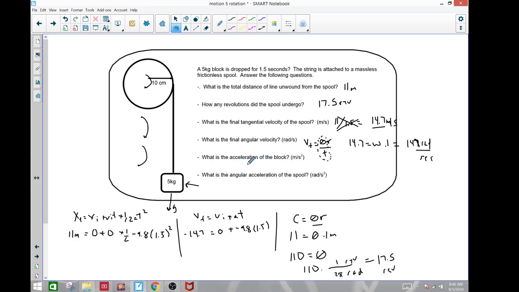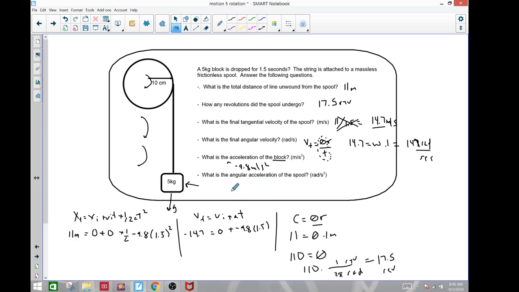So I should probably preface this. What's the acceleration? Well, acceleration is negative 9.8 meters per second squared of the block. What's the angular acceleration of this spool?